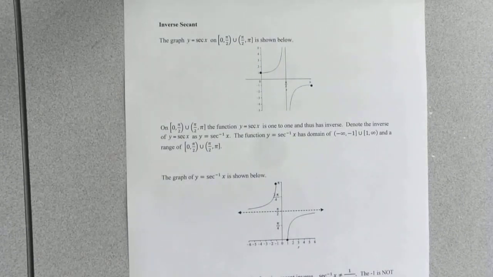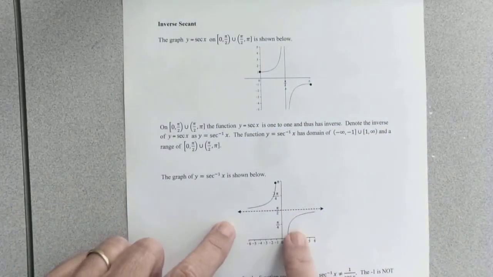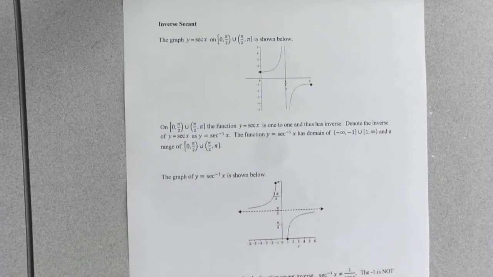Now, there isn't universal agreement about what interval secant should be restricted to, but this is what this textbook goes with, and I wouldn't worry about it at all. We're not going to do that much with inverse secant, just a little bit. And then when I reflect the graph across the line y equals x, there would be your graph of inverse secant.